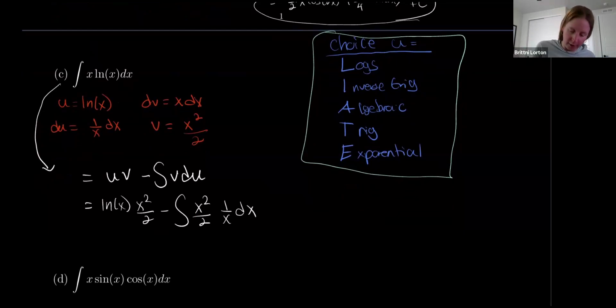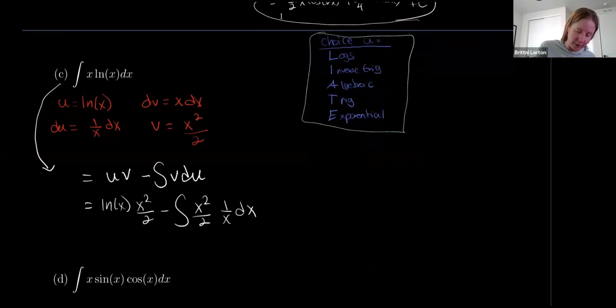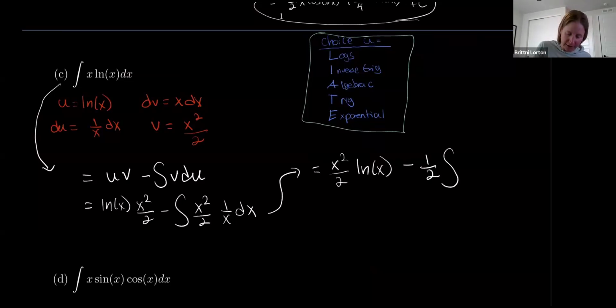And then I'm going to go on and just simplify first and then do the integral. I still highly recommend you do that simplification first and then the integral. That'll always be a little bit easier. So I'm going to rewrite that to become x squared over 2 ln of x minus the 1/2 is a constant multiple. I can leave that on the outside of the integral. And then x squared over x, one of those x's canceled. Now I can do the integral.